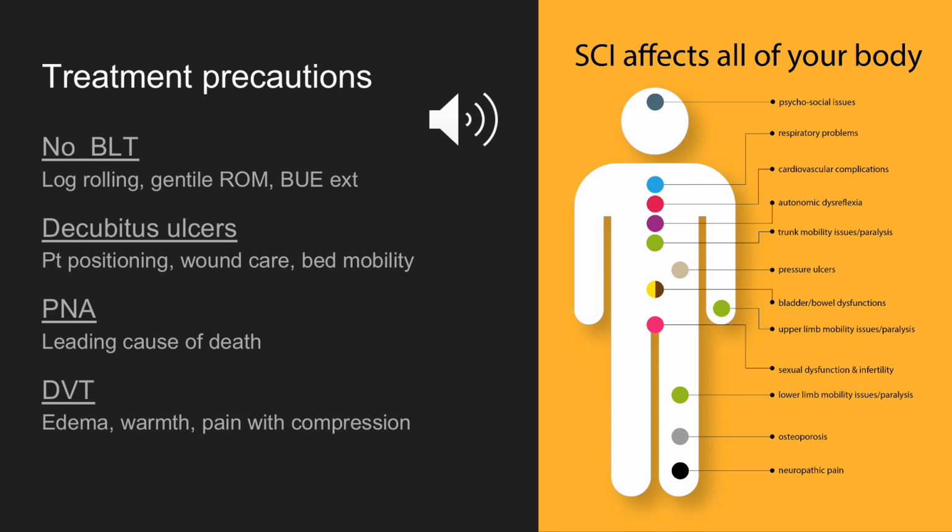Pneumonia is the leading cause of death in patients with spinal cord injury. So we want to make sure that we're encouraging as much physical activity, getting out of bed, sitting up, as they can tolerate in order to mobilize these secretions. These patients could be good candidates for deep breathing exercises as well, such as pursed lip breathing or incentive spirometry.